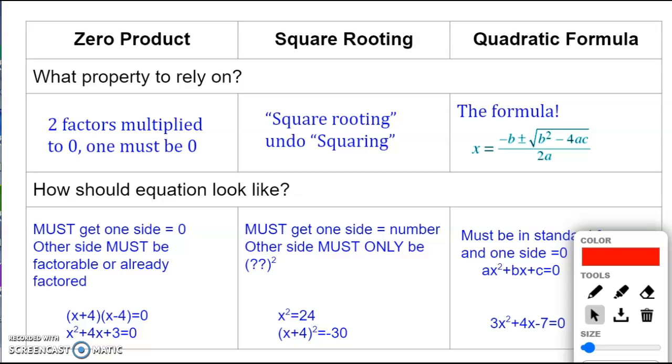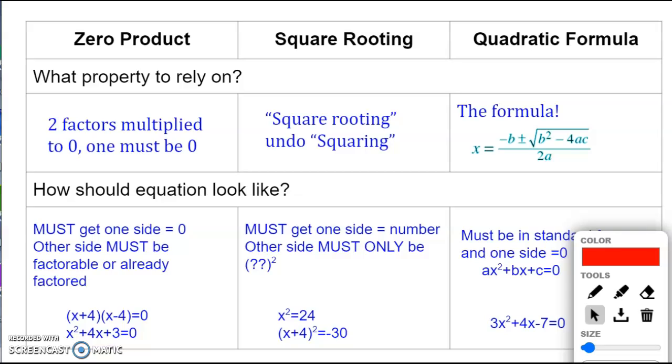So zero product property, that's the factoring. Okay, what property are you relying on? You are relying on the zero product property, which says that if 2 factors multiply to 0, then at least one of them must be 0, or one or both of them must be 0. And what should the equation look like? You must get one side that is equal to 0, and the other side must be factorable or already factored. So like x plus 4 times x minus 4, it's already in factored form, or it is easily factorable.